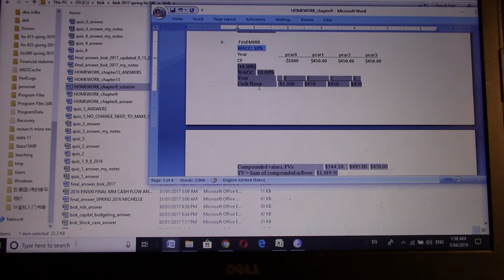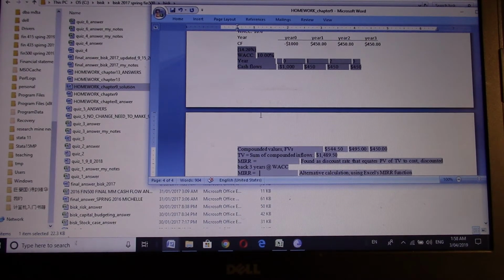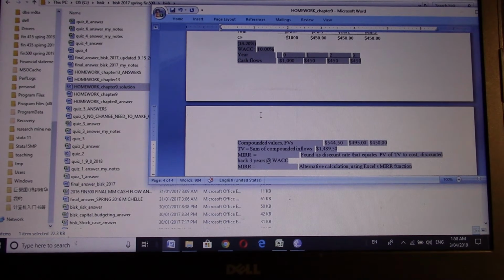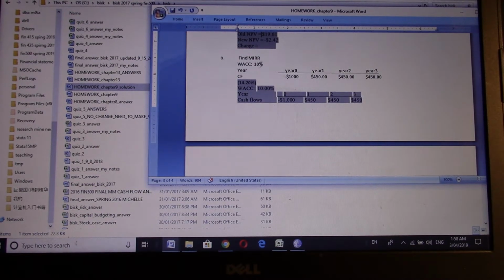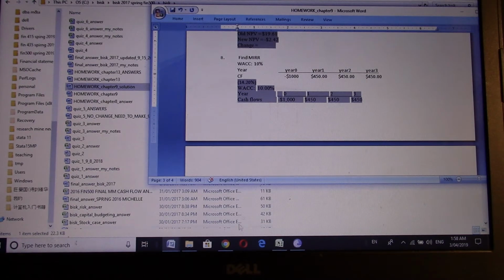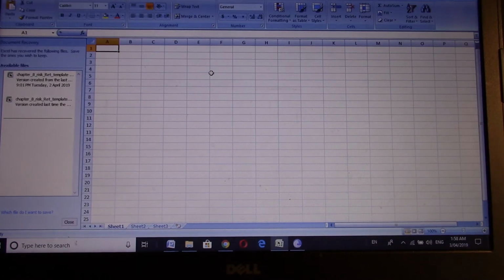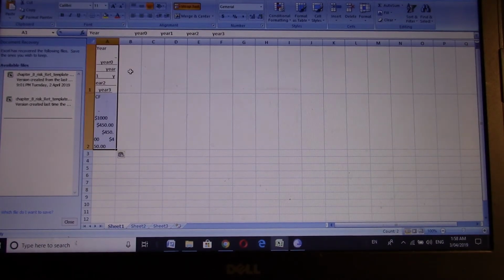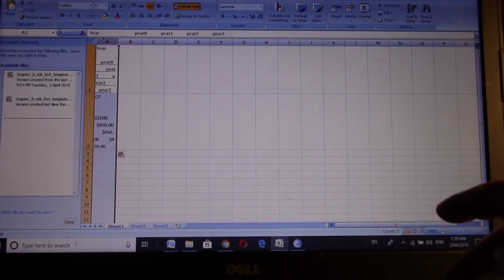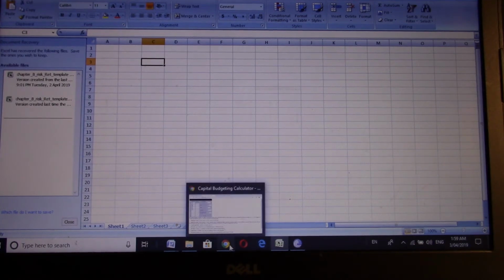So if you use the MIRR command in Excel, we use 10% for both rates. Let me show you. This one is not included in the calculator, but we can use Excel. Let me show you how to do this one. Okay, anyhow, let me rework this table.